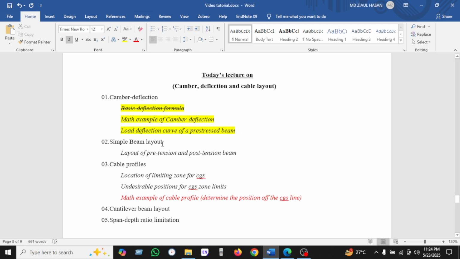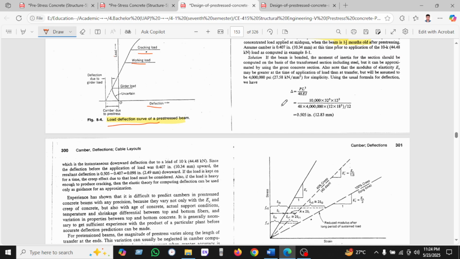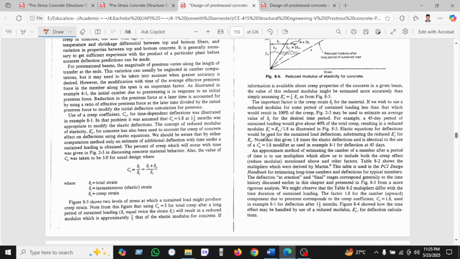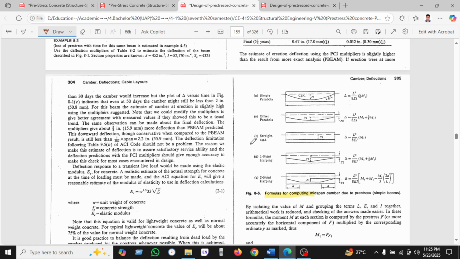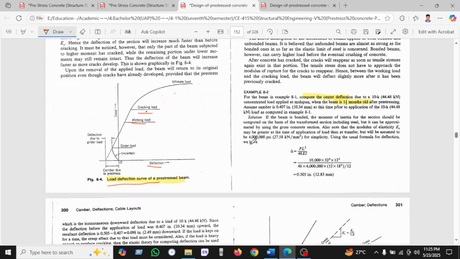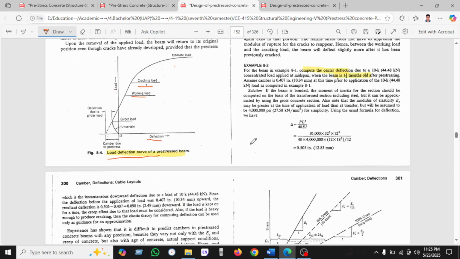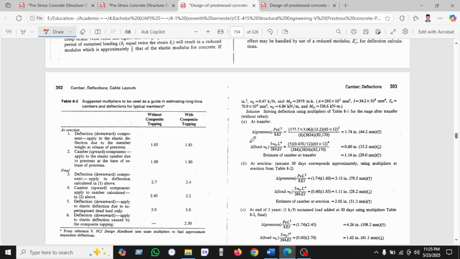So now see the simple beam layout. So let's see the simple beam layout. Okay, just giving time.